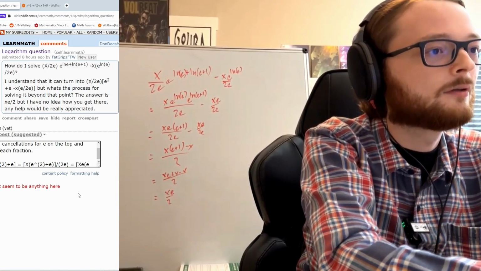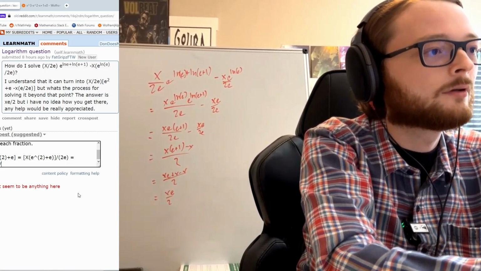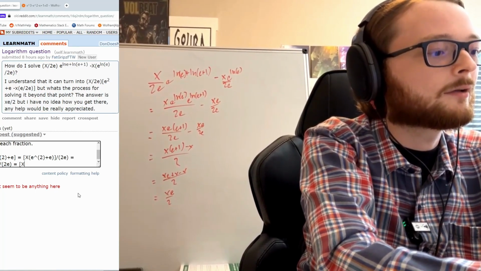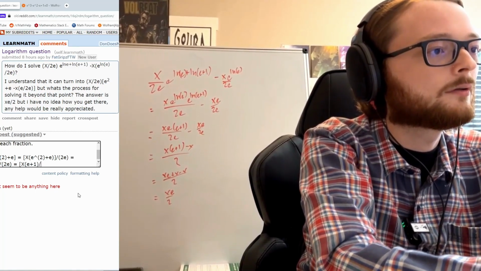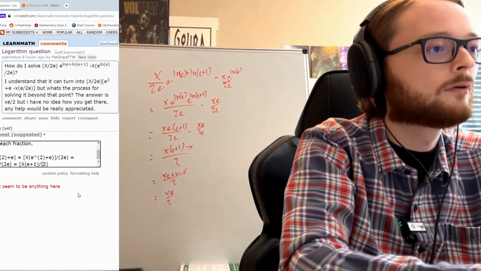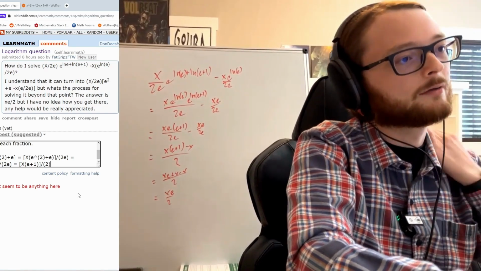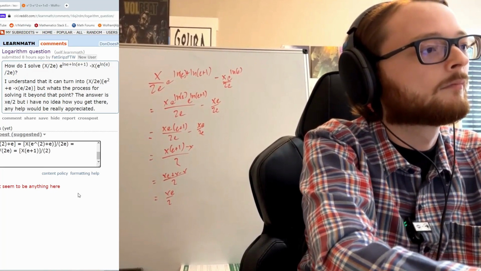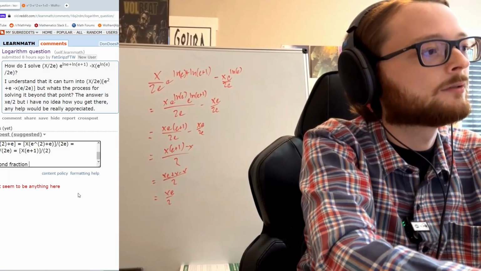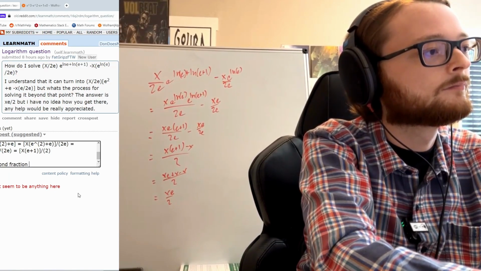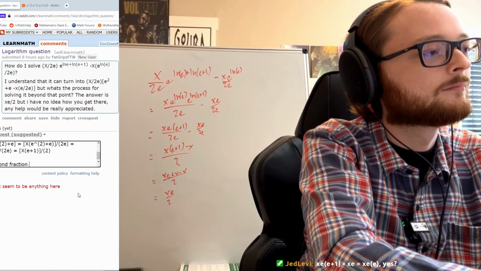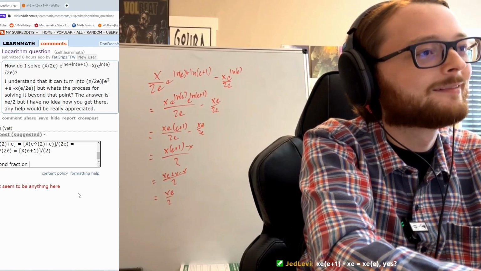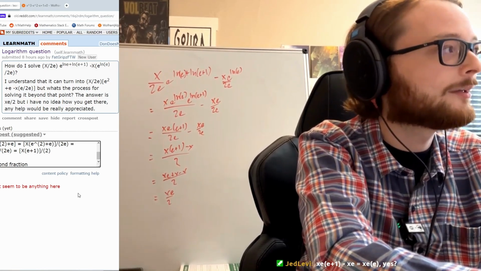X e plus 1 over 2e equal to x e plus 1 over 2. Okay. In the second fraction, oh, you would get that same plus and minus xe. I guess you're right.